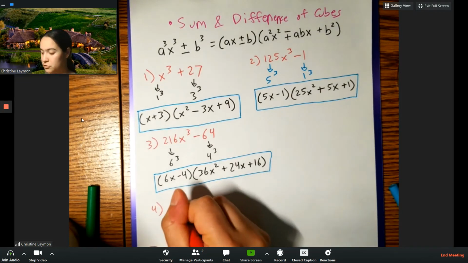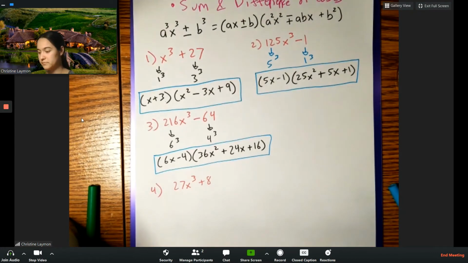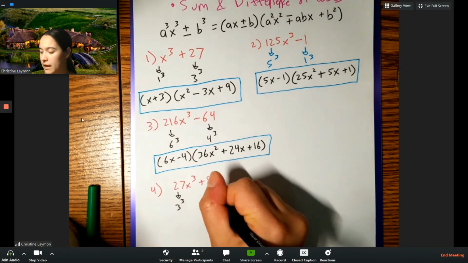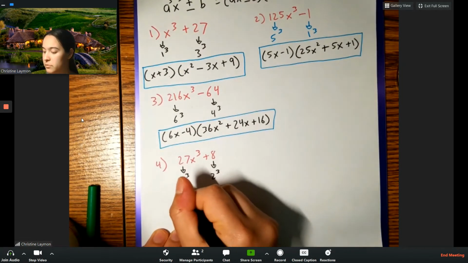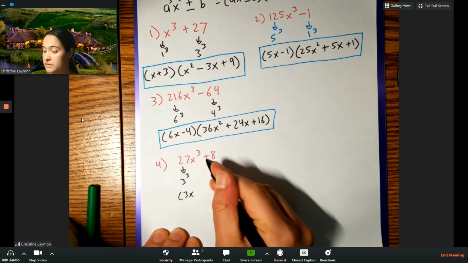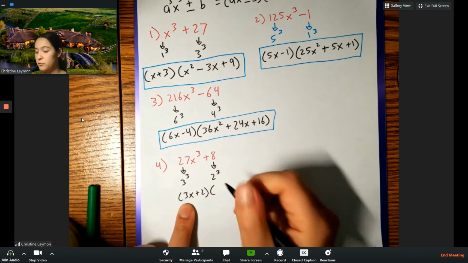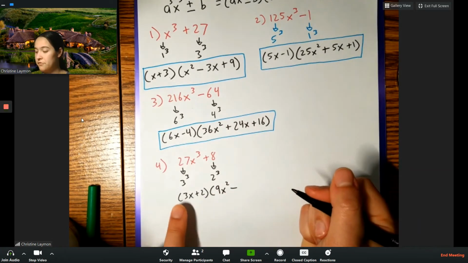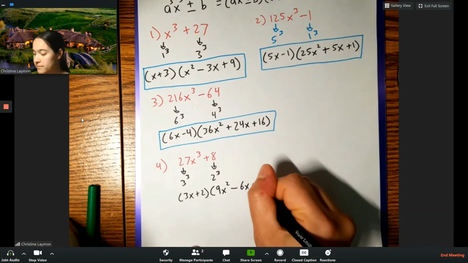And let's go ahead and do one more here. So I'm going to do 27x cubed plus 8. And notice that 27 becomes 3 cubed. 8 is 2 cubed. So I'm going to have 3x positive 2, so plus 2. First set squared, 9x squared. Change the sign to a minus. First times last, 6x. Last term squared, plus 4.